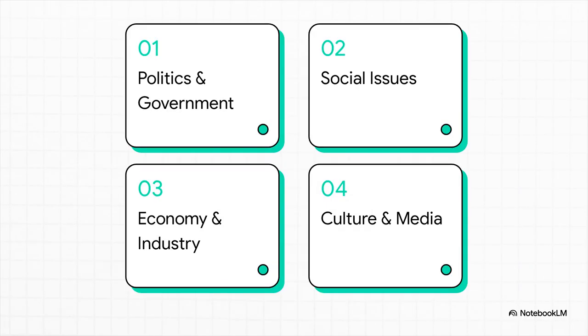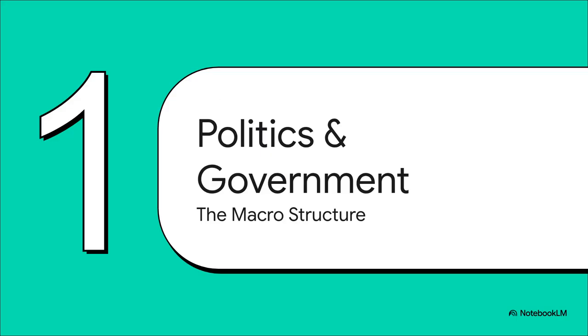Here's our quick roadmap for today. We'll be covering 4 main pillars. Number 1, politics and government. 2, social issues and the public. 3, economy and industry. And finally, 4, culture, media, and cognition. Let's get to it. Kicking things off with Section 1, Politics and Government, the macro structure.